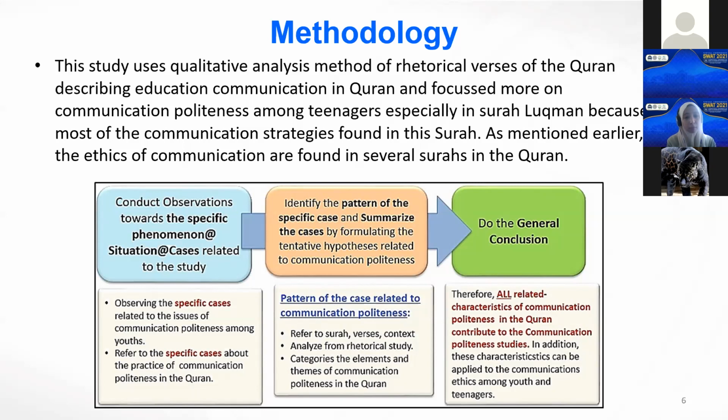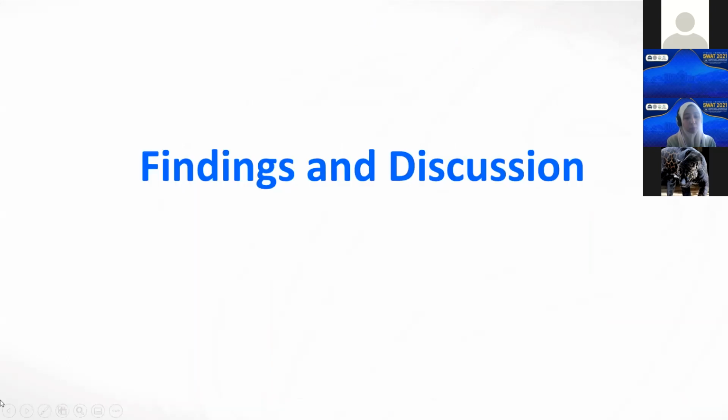Therefore, all related characteristics of communication politeness in the Quran contribute to communication politeness studies. In addition, these characteristics can be applied to communication ethics among youth and teenagers. The findings and discussion.